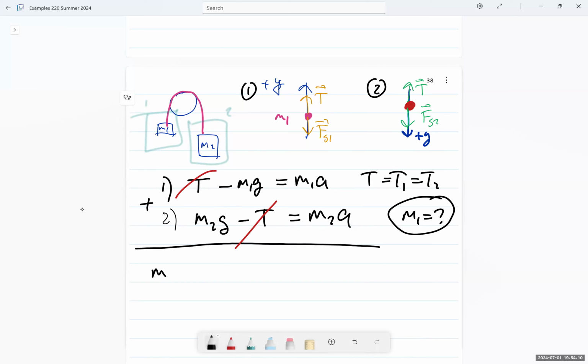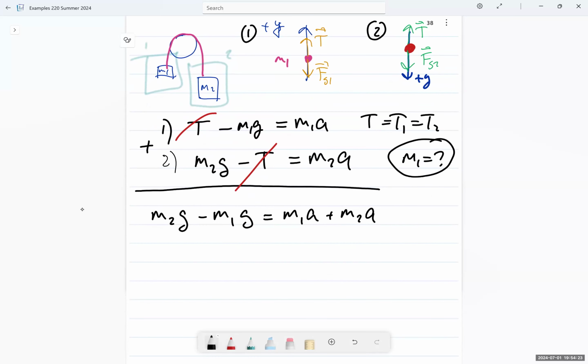If I add them, the tension over there goes away with this one. I end up with M2G minus M1G on the left side, and M1A plus M2A on the right side. Well, I want M1. So I rearrange such that all the M1s are on one side, and anything that doesn't have M1 is on the other side.